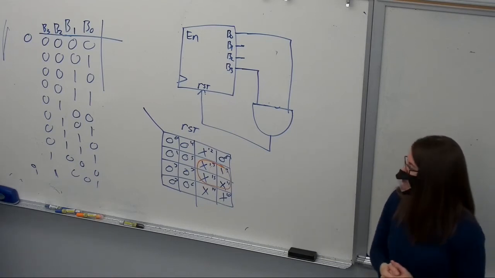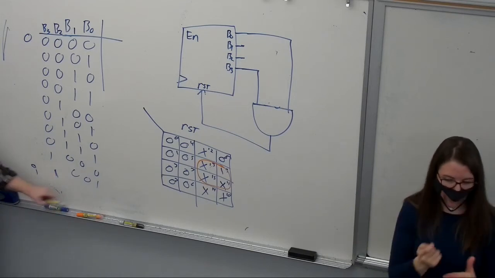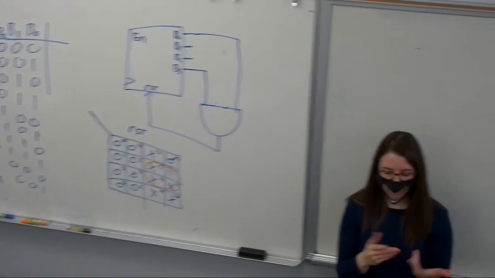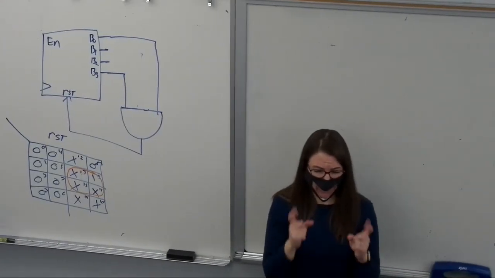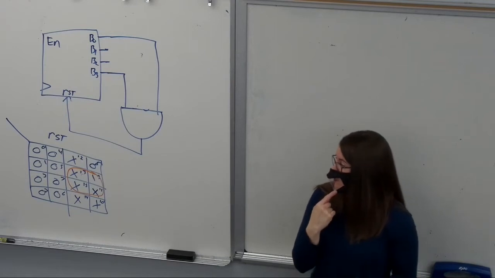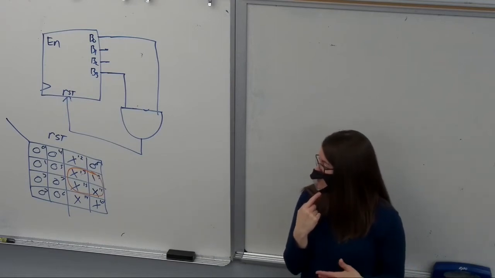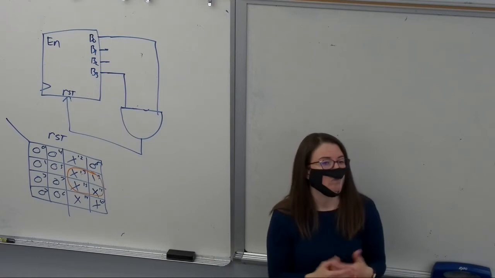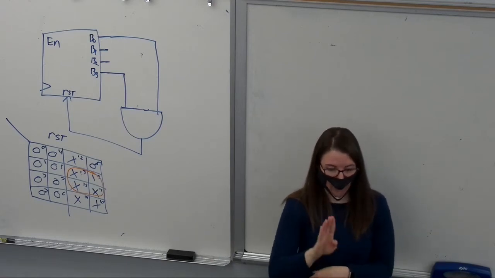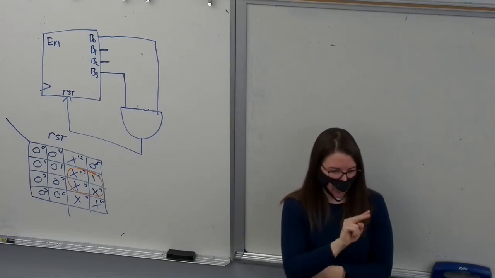Now, let's move on and make this a little bit more complicated, I guess you'd suppose, and say that I want to have a 2-digit BCD counter, binary coded decimal. Does anyone remember what binary coded decimal is?